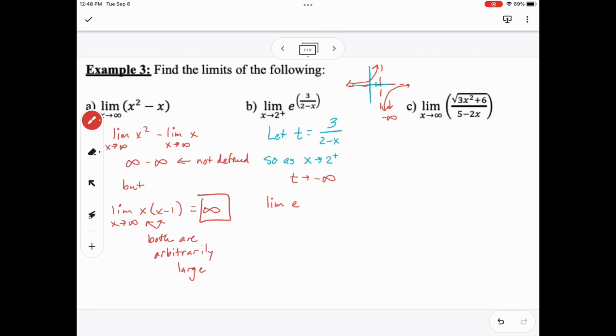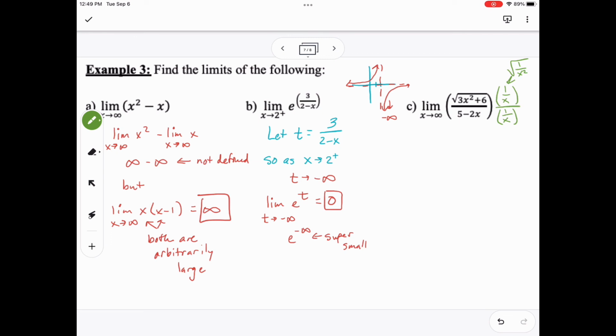And then I can insert t in for 3 over 2 minus x and say now, instead of approaching the right side of 2, I'm approaching negative infinity. And because e to the negative infinity is really super small, it's basically 0. So we can say that we're approaching 0 for the limit there.